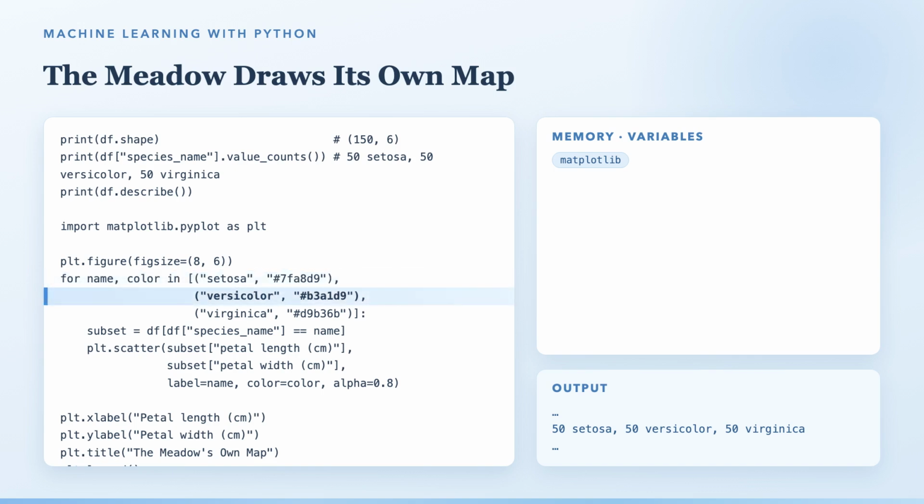This picture is the whole episode, really. Flowers of the same family grow near each other. So if a mystery flower lands on this map, its neighborhood already knows the answer. We just have to learn how to measure near. Take this gently, line by line.